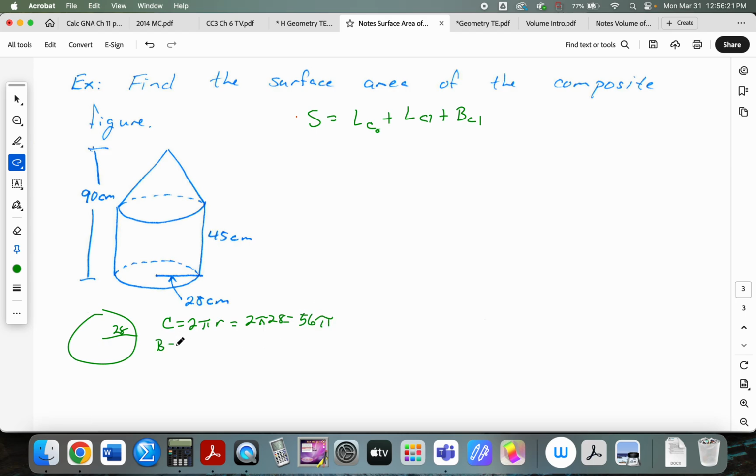And then the area of the base is pi times the radius squared. So it'll be pi times 28 squared. I don't have that one memorized. It ends in a 4, but that's all I remember. It's less than 900. 784? Thank you.